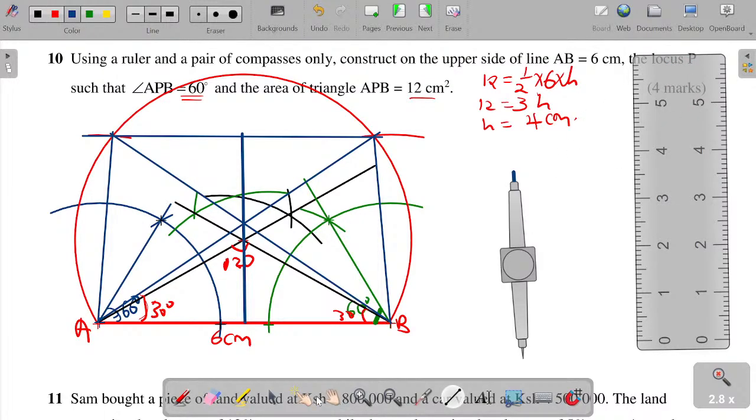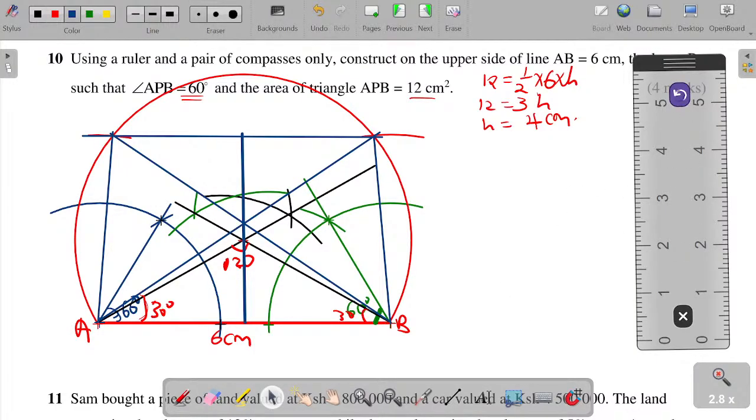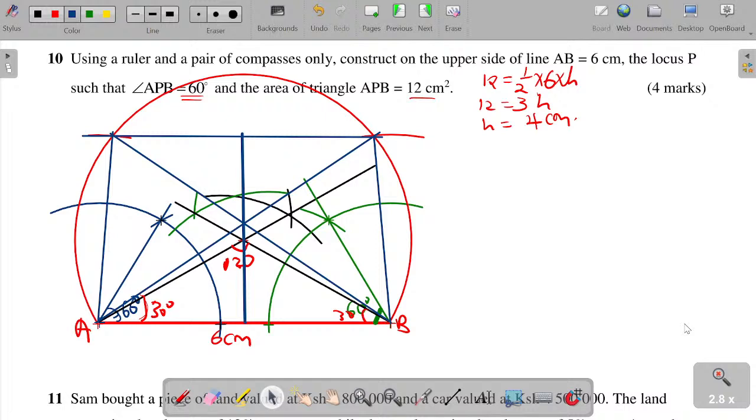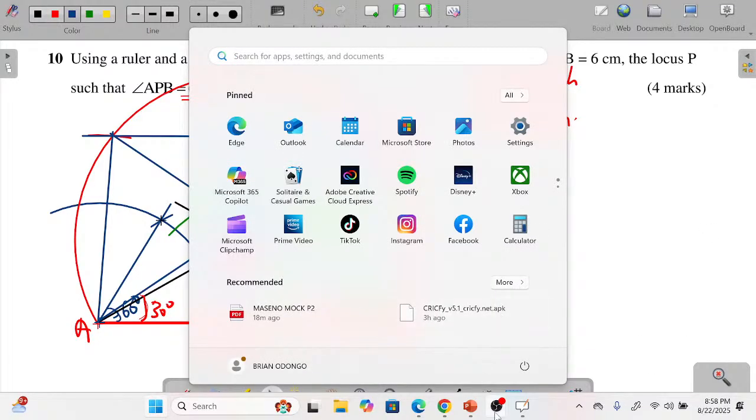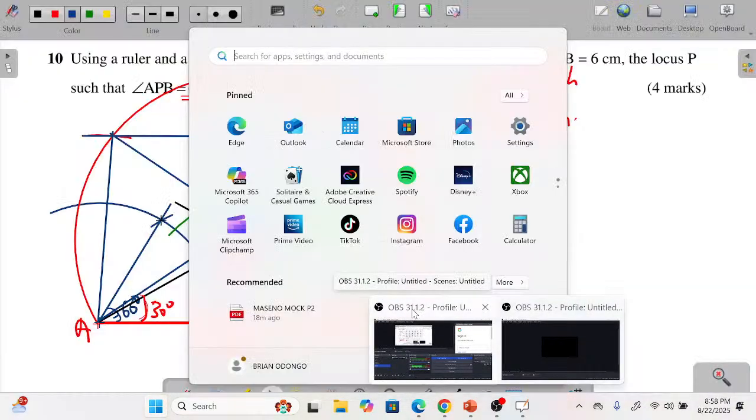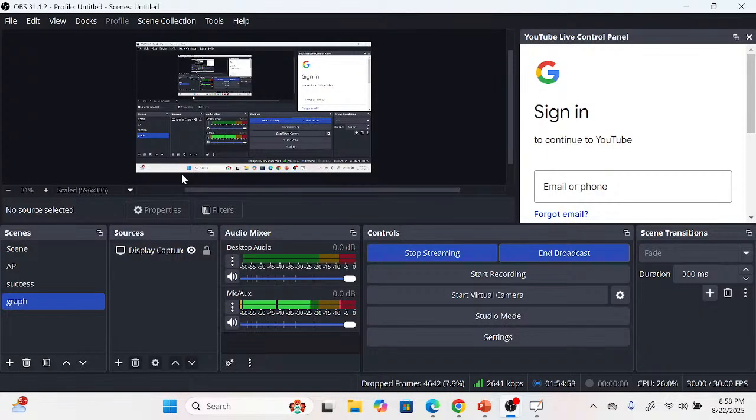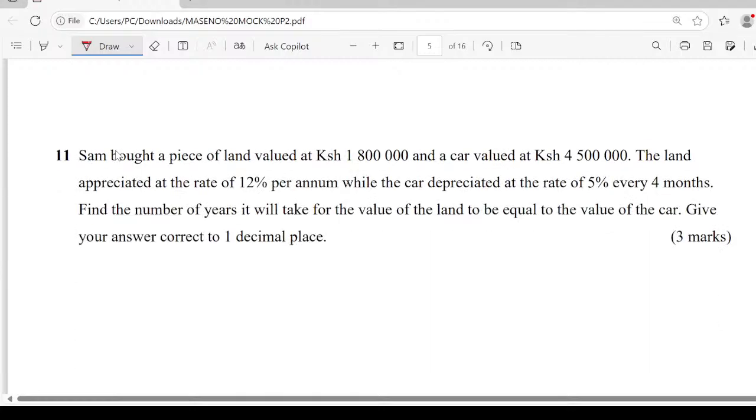That is how we were to construct that locus, dear learners. Nothing to struggle about. The moment you construct it, it is something very, very simple to construct. So that is basically what that question was asking from us. Nothing much, and nothing to stress yourself with.